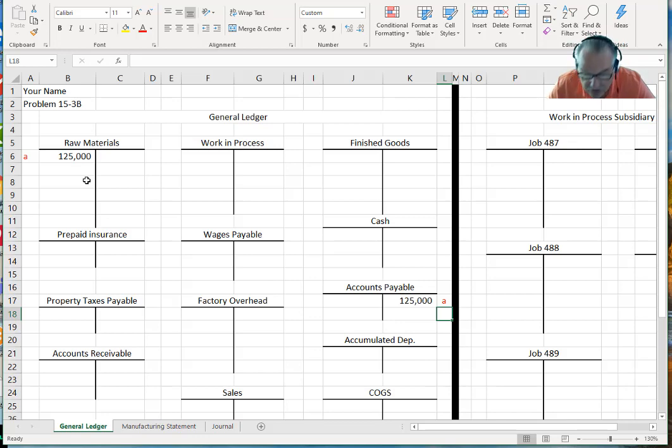Transaction 2 says that the materials that were requisitioned, requisition means that they were moved from raw materials into work in process, $92,000 is a credit for raw materials. It's coming out of raw materials.